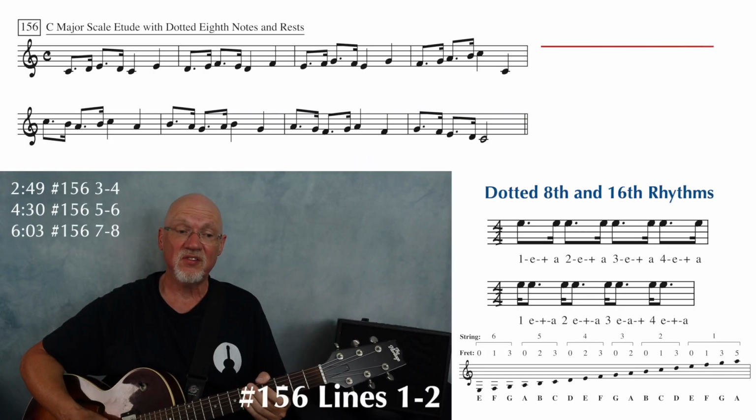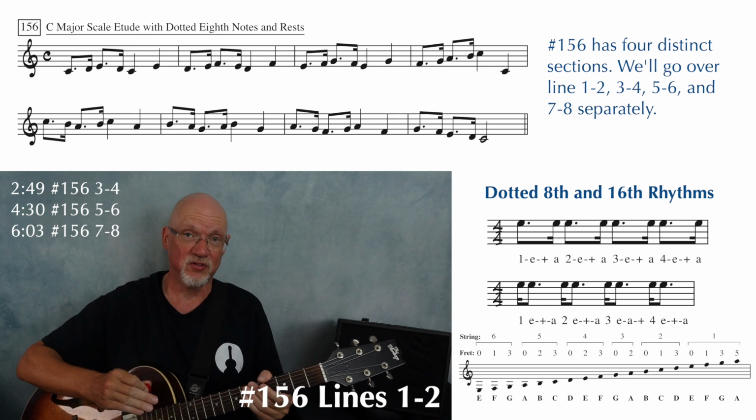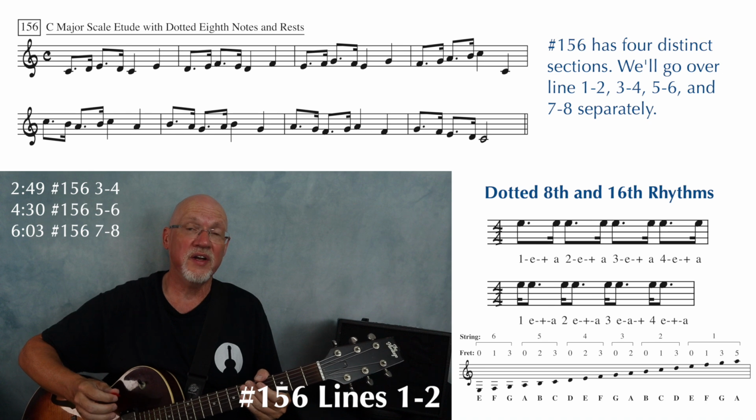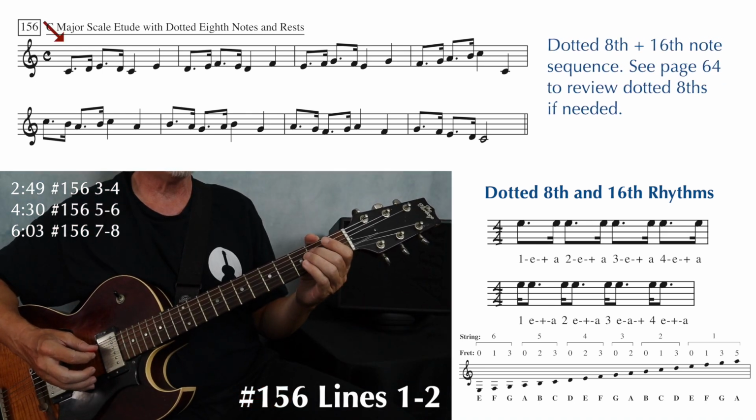Number 156, the C major scale etude, has 4 distinct sections, so we're going to treat this as 4 separate exercises: lines 1 and 2, lines 3 and 4, 5 and 6, and 7 and 8. Let's look at lines 1 and 2 first. Counting here is 1E and a 2E and a 3, 4.